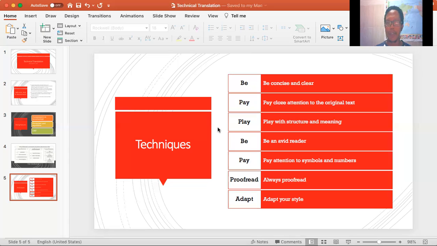And the last one is, of course, you need to adapt your style. If you are into literary translation, it is time for you to adapt that. It is very different when you translate a technical text, because what is expected from you is to be concise and clear, and not a stylist. That is number seven in the list when you translate technical text.